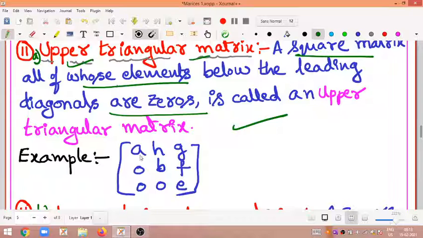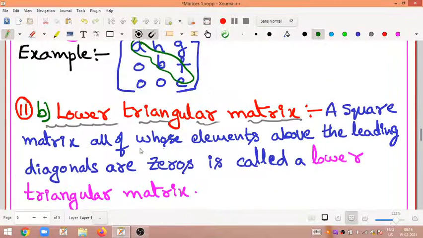See here, below the leading diagonal the elements are 0. So that's why this is an upper triangular matrix. Now coming to the second one, lower triangular matrix.